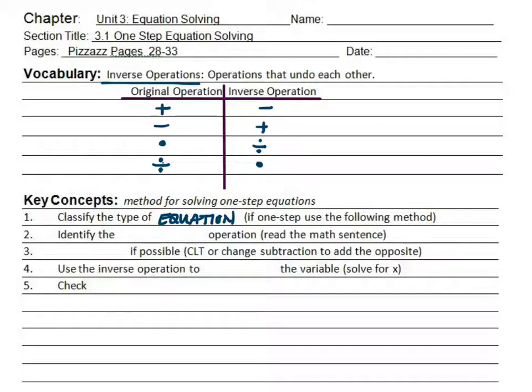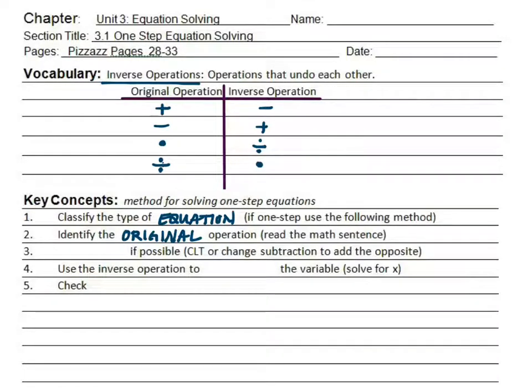The second step is to identify the original operation. This means that we want to really read the sentence. So what is the equation saying? Sometimes I read it out loud to myself. So consider reading the math sentence.